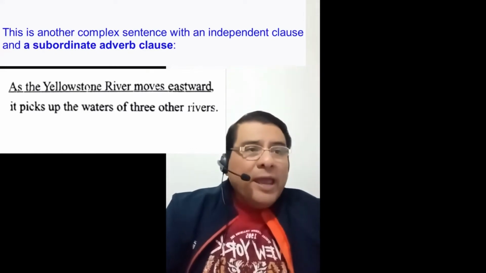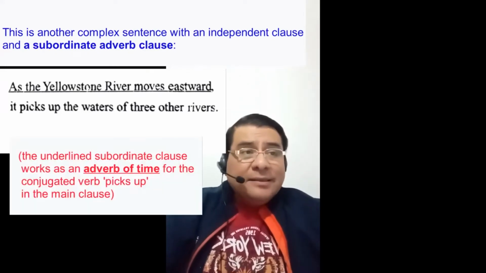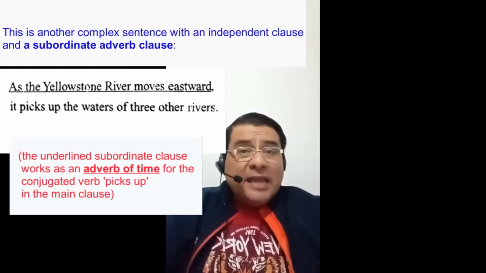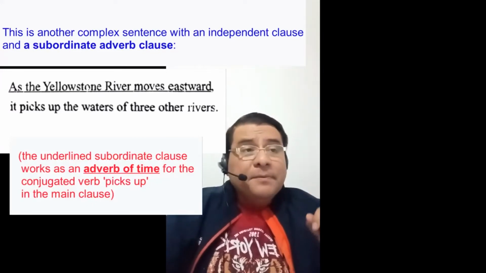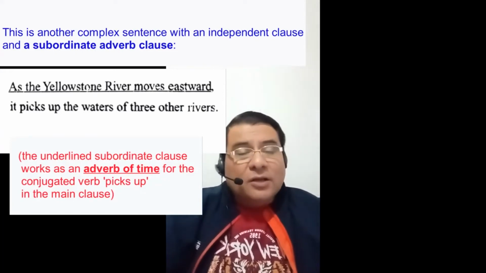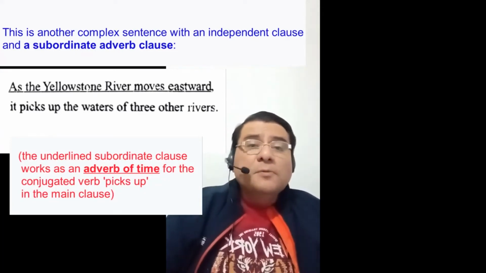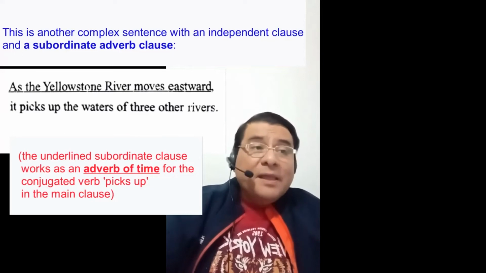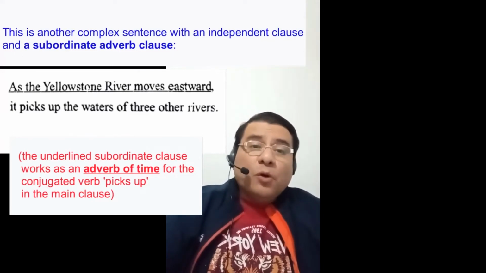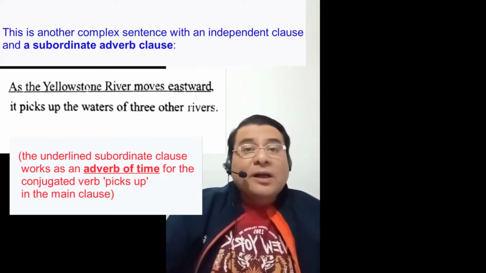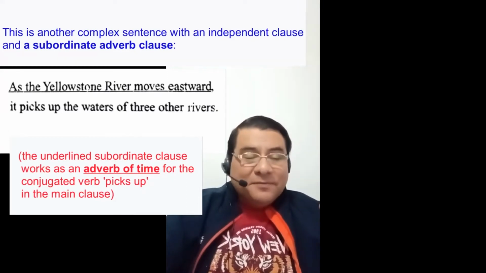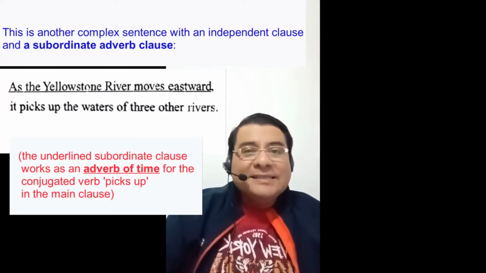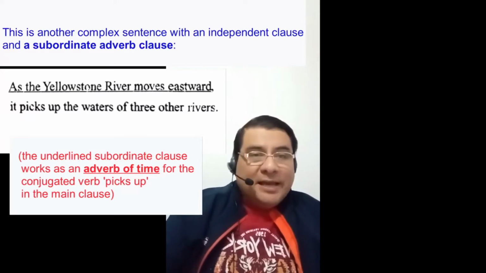You might wonder, when does this happen? The answer to that, as to the time of the action described by the verb picks up, is said in the subordinate clause. As the Yellowstone River moves eastward, that is when this Yellowstone River picks up the waters of three other rivers. So it's another example of a subordinate clause working as an adverbial modifier of time. Let's now see two different examples.